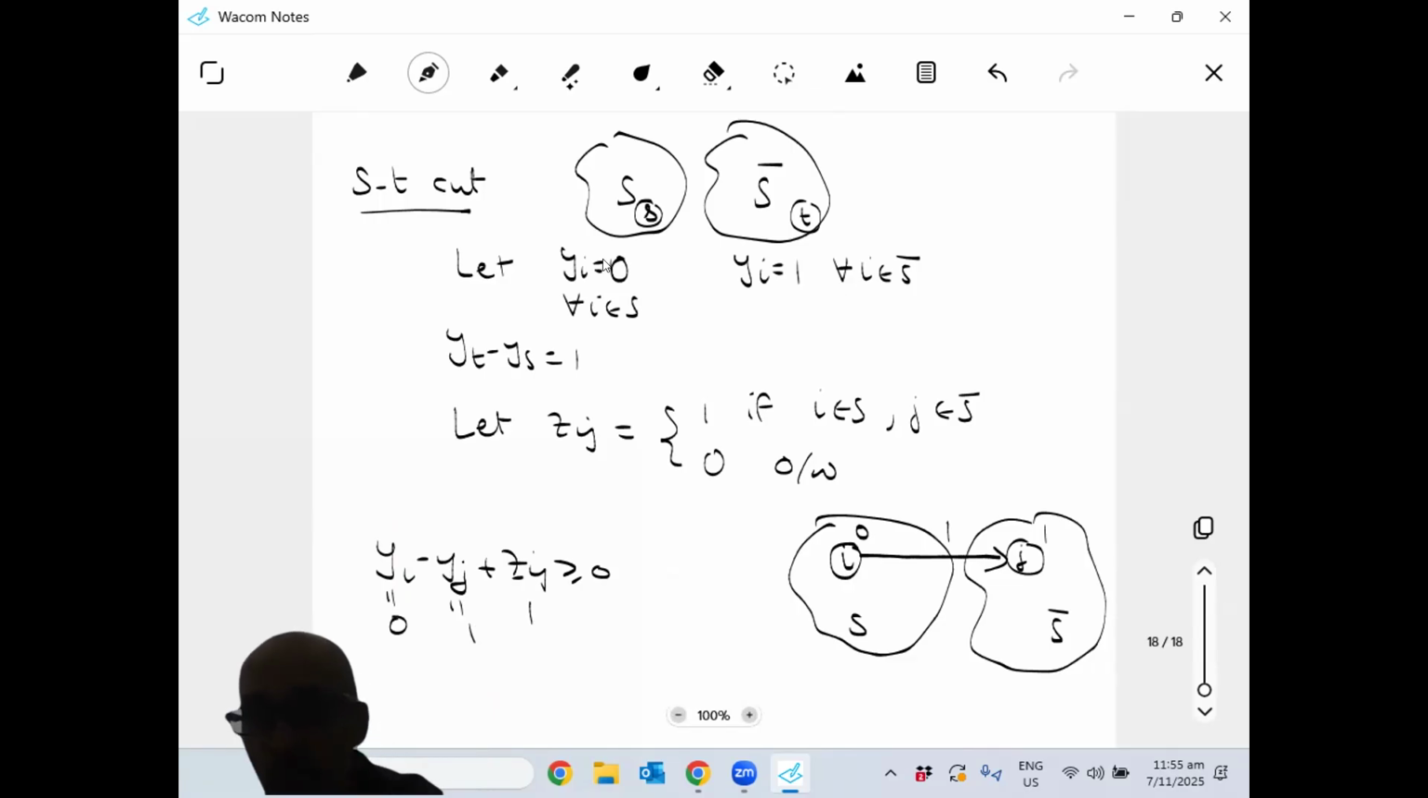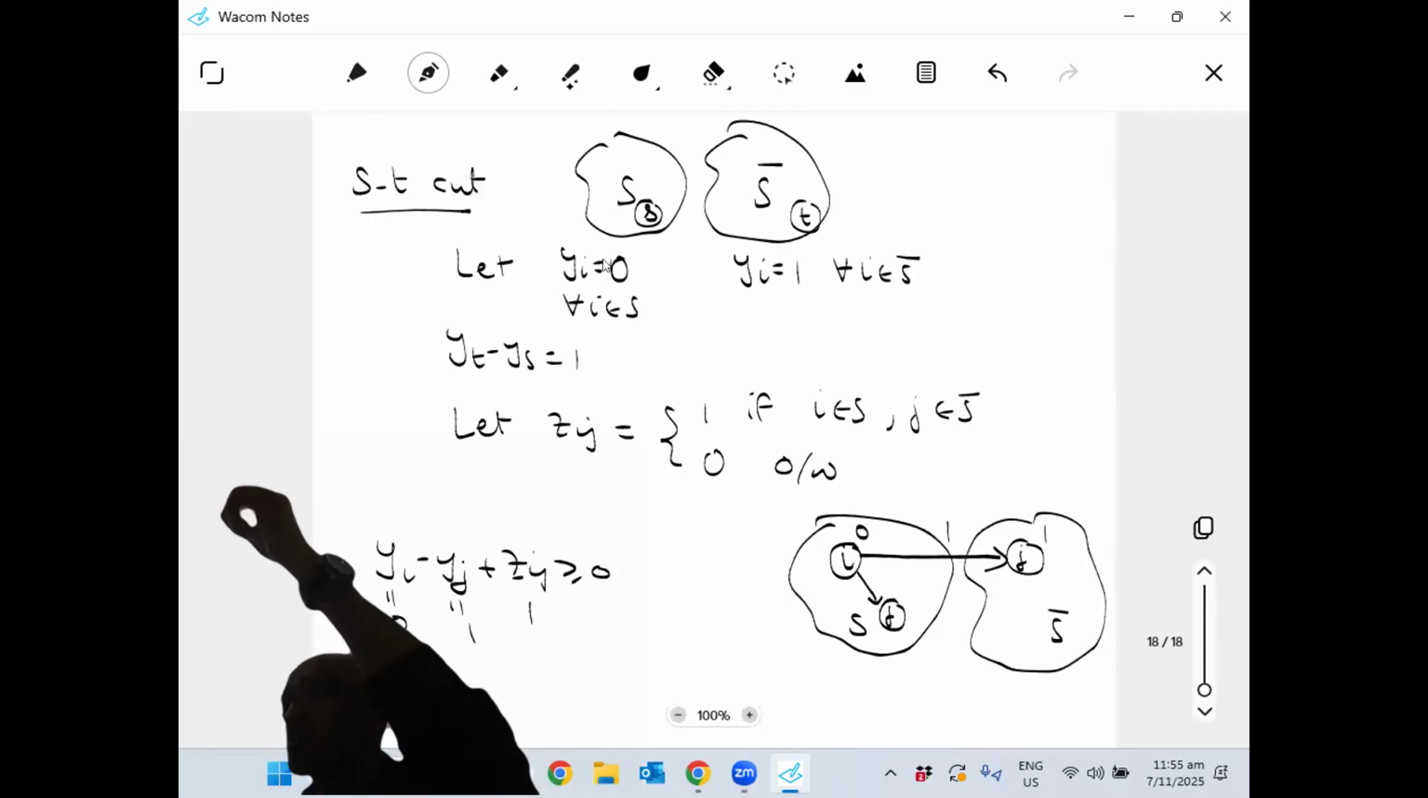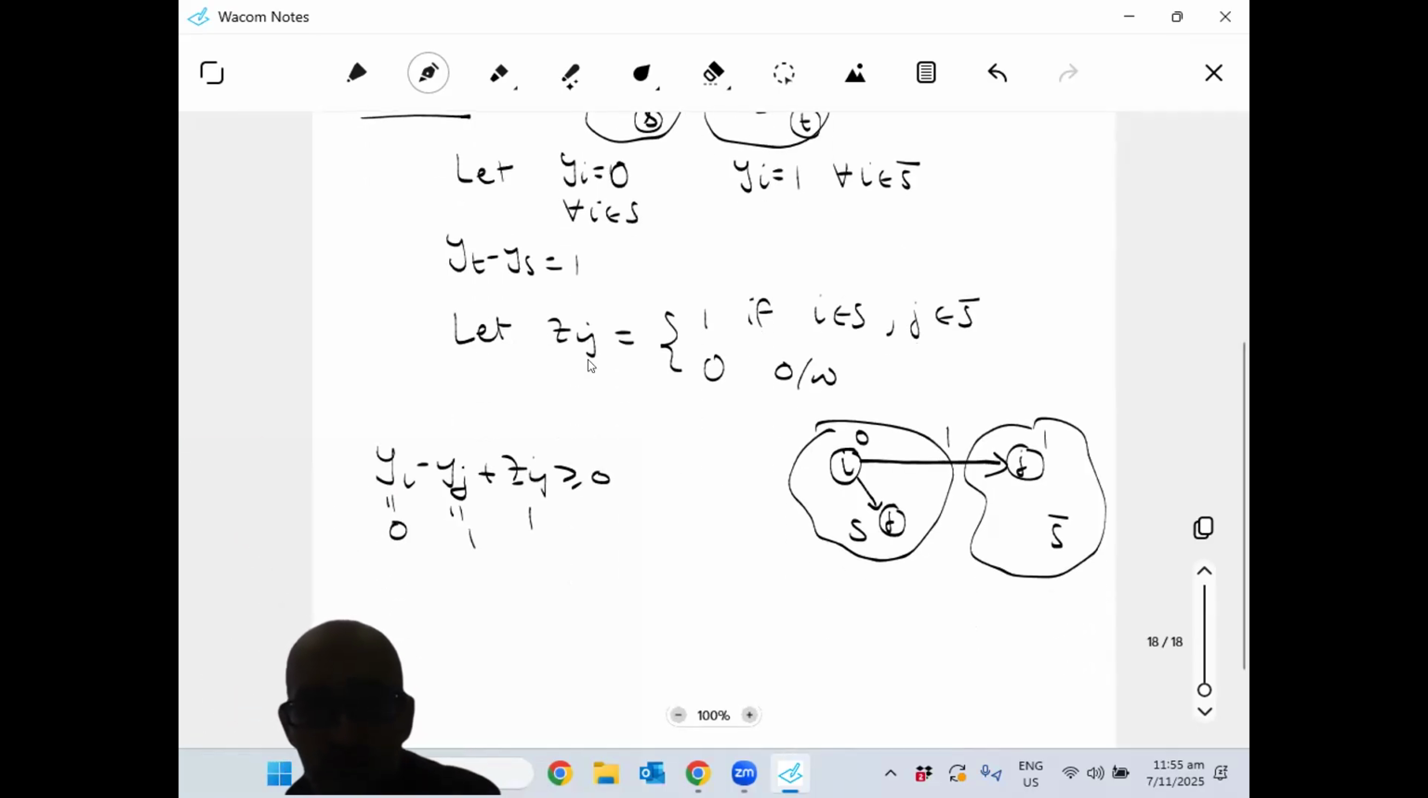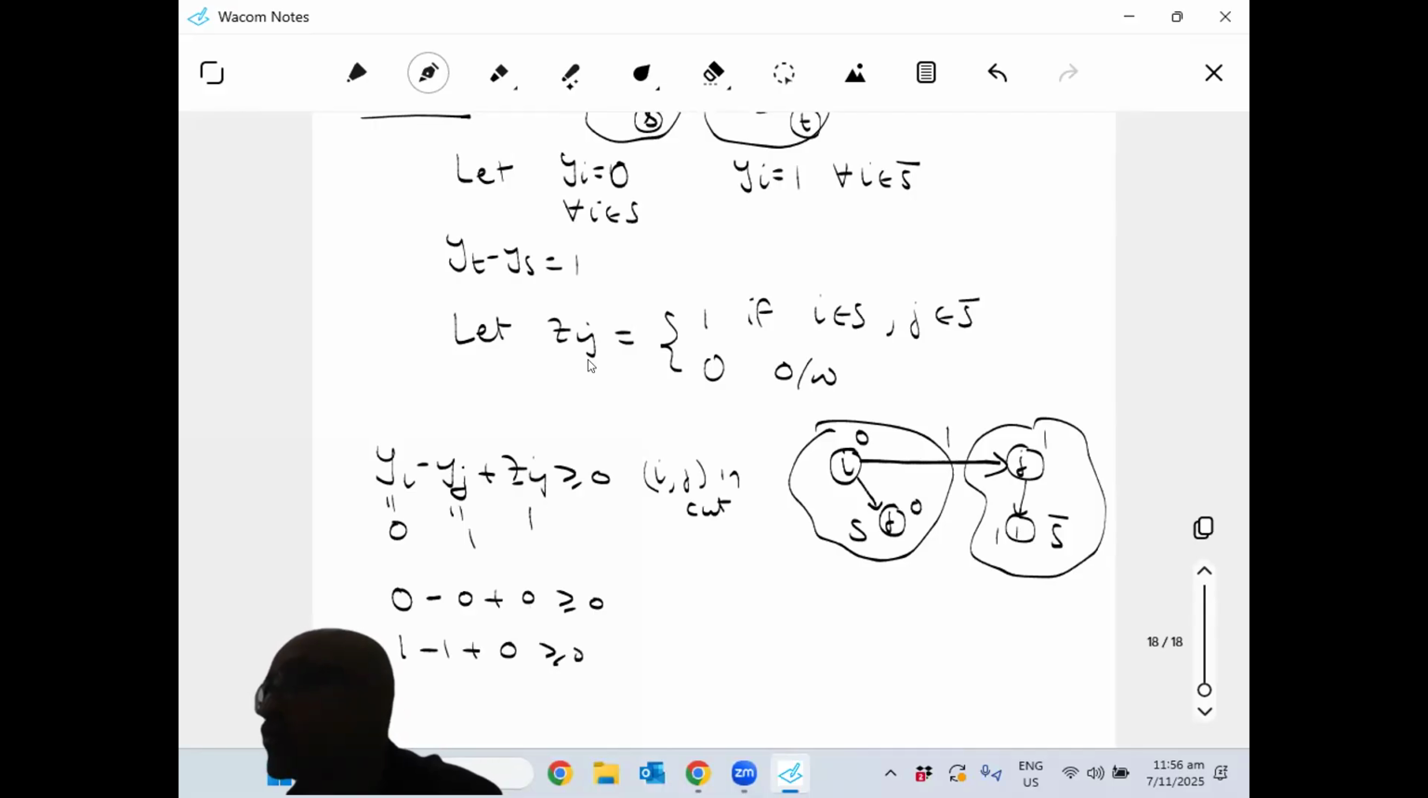Take an edge between two nodes in the same set, so this is for ij not in the cut. It will be 0 minus 0 plus 0 if it is not in the cut. This is clearly non-negative. The same thing will happen on this side. It will be 1 minus 1 plus 0, which is clearly non-negative.